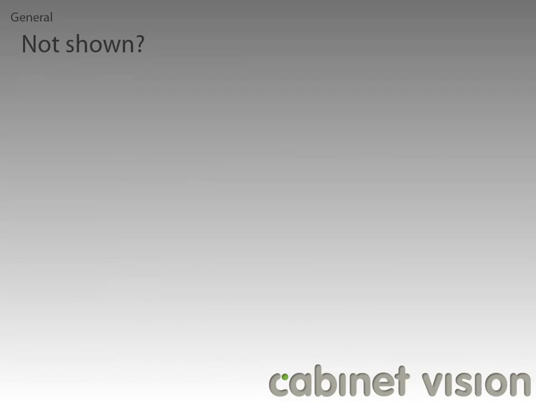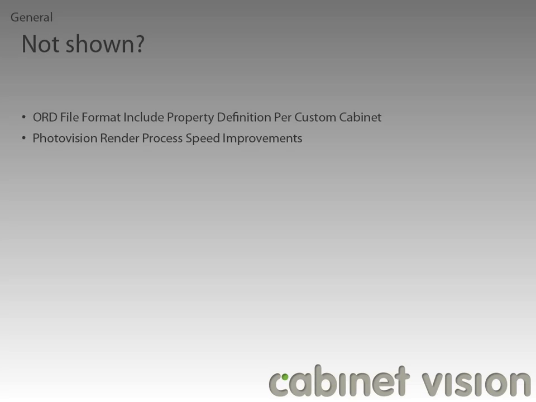Now, there are a couple of new features that I didn't show off here as they are a little more abstract, but I will take a moment to tell you what they are. As always, you can look to the Cabinet Vision help file to get more detail on these new features. You can now add additional property definitions for custom cabinets. We have sped up the rendering process for photo vision. And finally, we have added part level access to Solid Drafter, Standard, and Advanced modules for more control over individual parts.